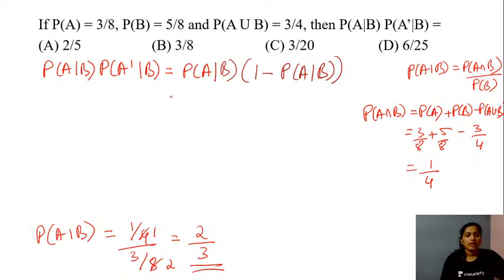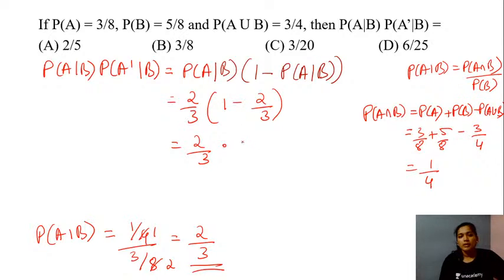So let's substitute the values now. So we have this as 2 by 3 into 1 minus 2 by 3. Yes, so this will be 2 by 3 into, 1 minus 2 by 3 is 1 by 3. So the value here is equal to 2 by 9. Yes, students, so this will be the right answer for the question here.